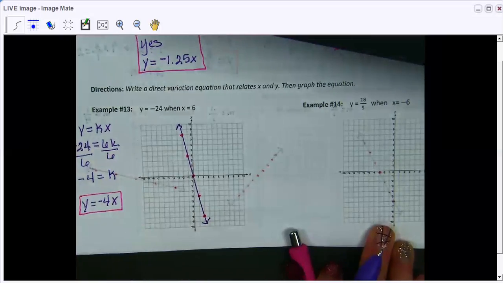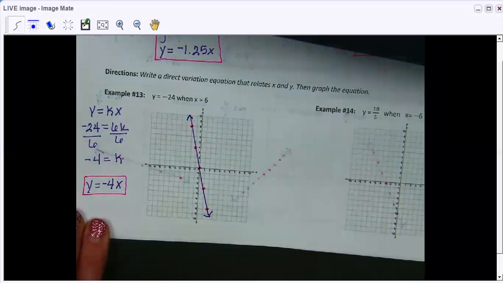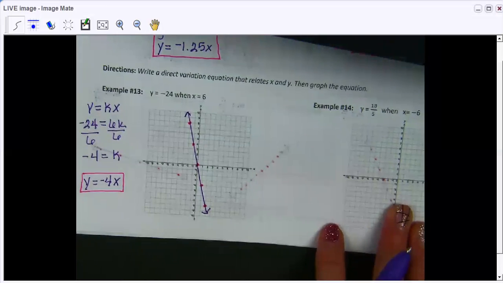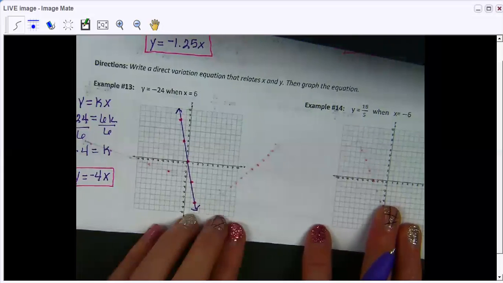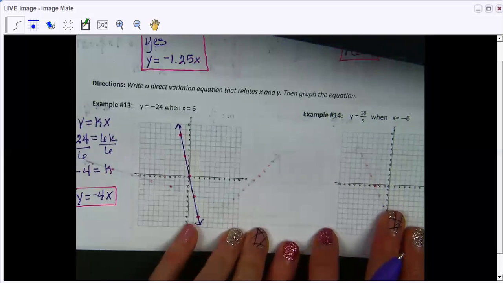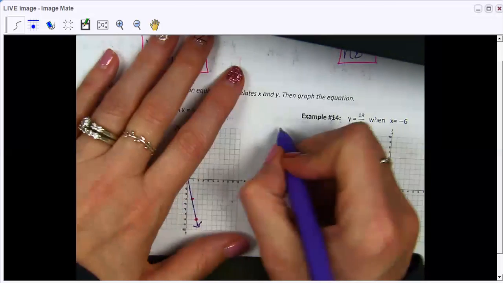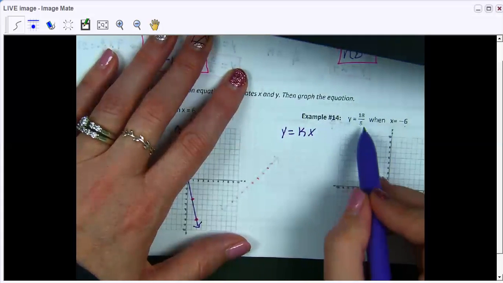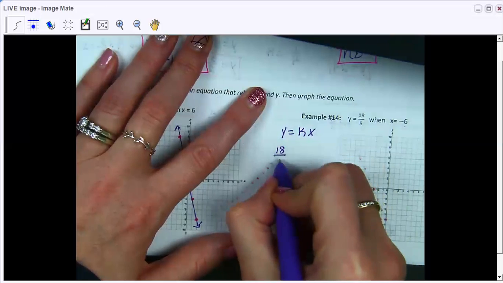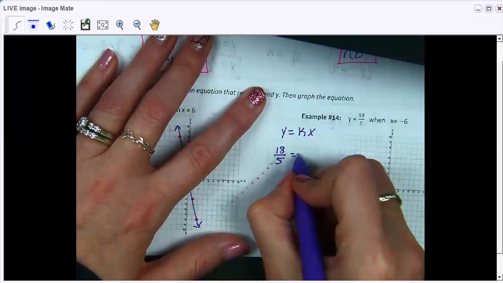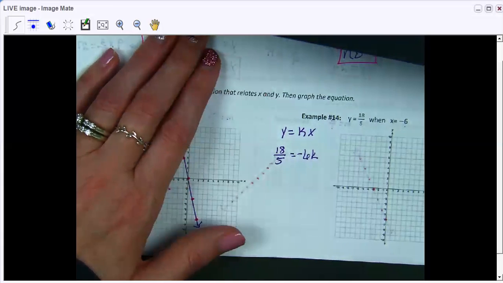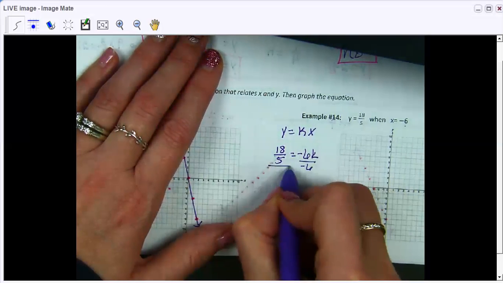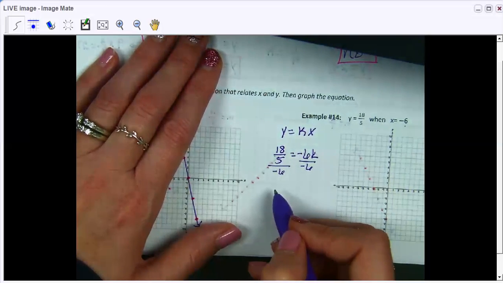Okay, so that was example 13. You asked if you were going to have any other fractions where you have to divide, and yes, this next one, you're going to have to divide with a fraction. So I'm going to do this one with you. We want to start out with y equals kx again, and plug in what they give us. They tell us that y is 18/5, and they tell us that x is negative 6, so we have negative 6k. All right, so we're going to divide by a negative 6 and rewrite our problem as a division problem.